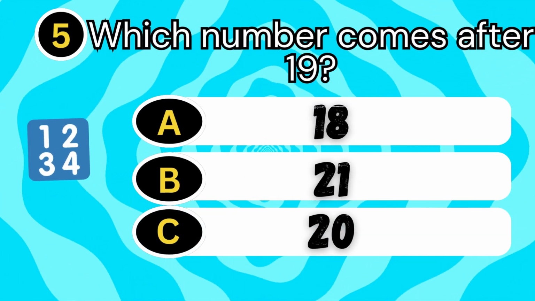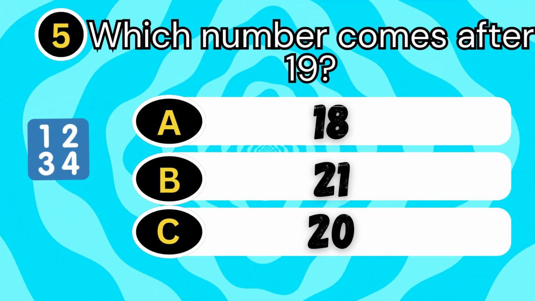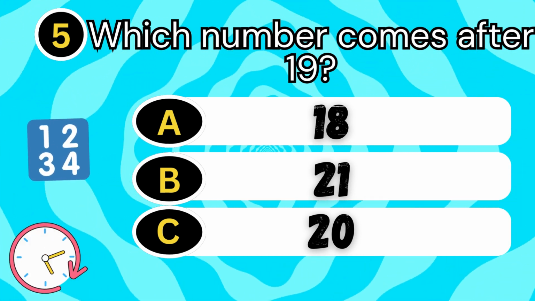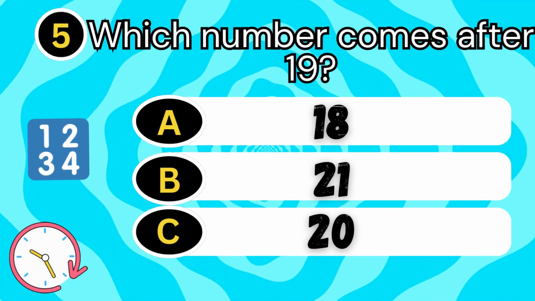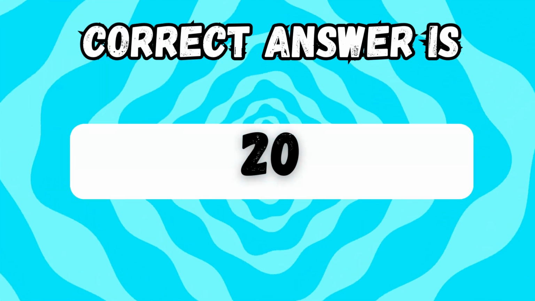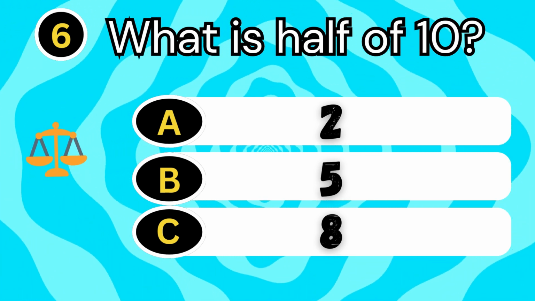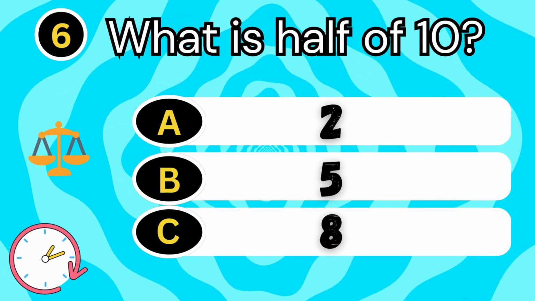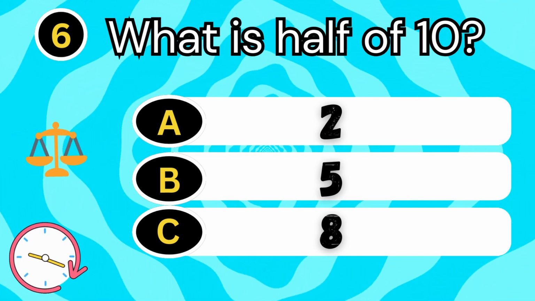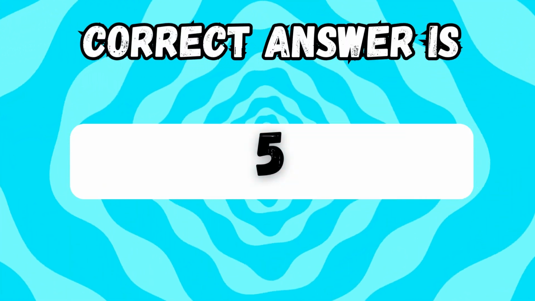Which number comes after 19? 18, 21, 20. The correct answer is 20. What is half of 10? 2, 5, 8. The correct answer is 5.